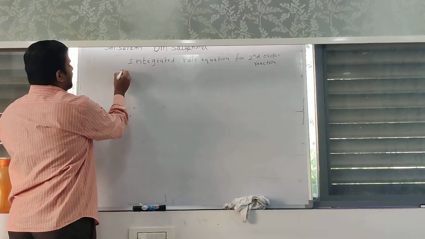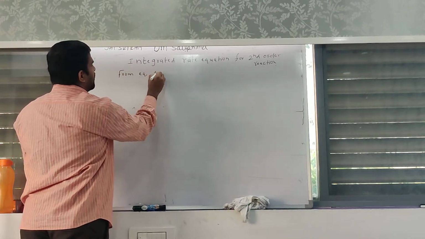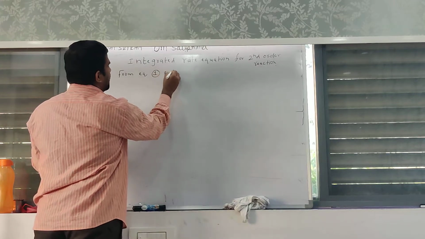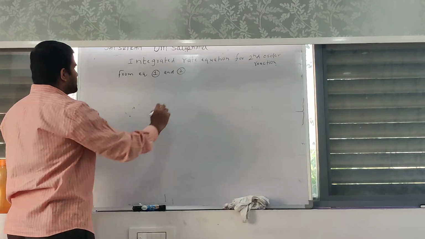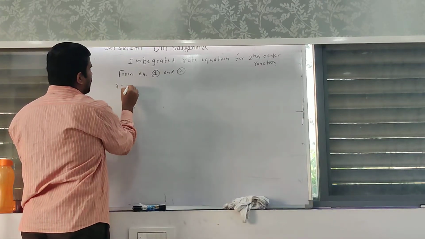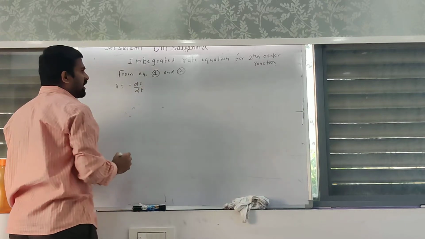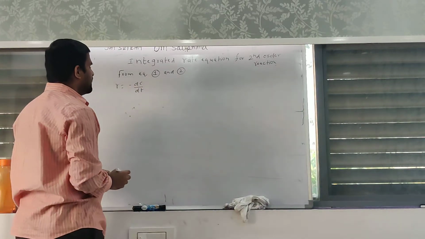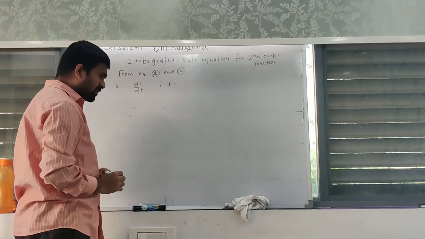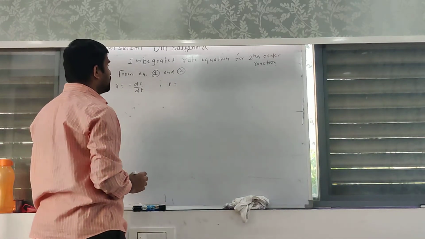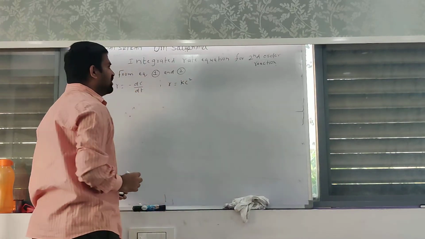Next one, from equation 1 and 2. Equation 1 is R is equal to minus dc by dt. This is equation 1. Here, equation 2, R is equal to kc square.